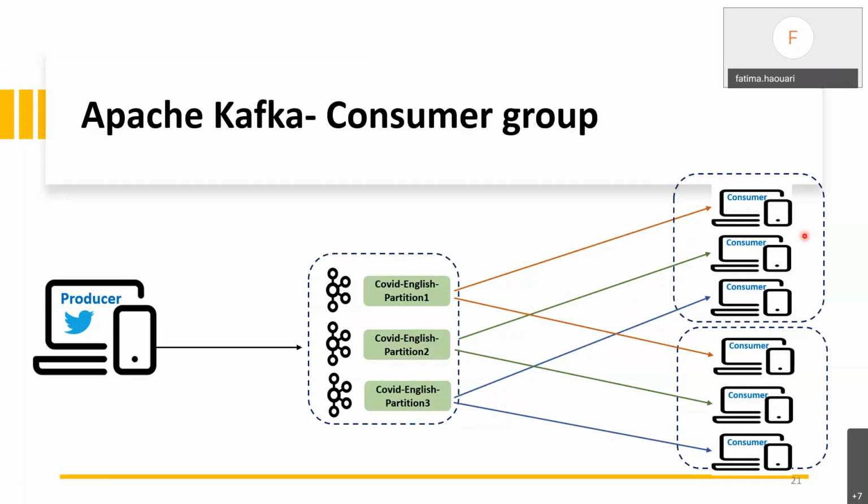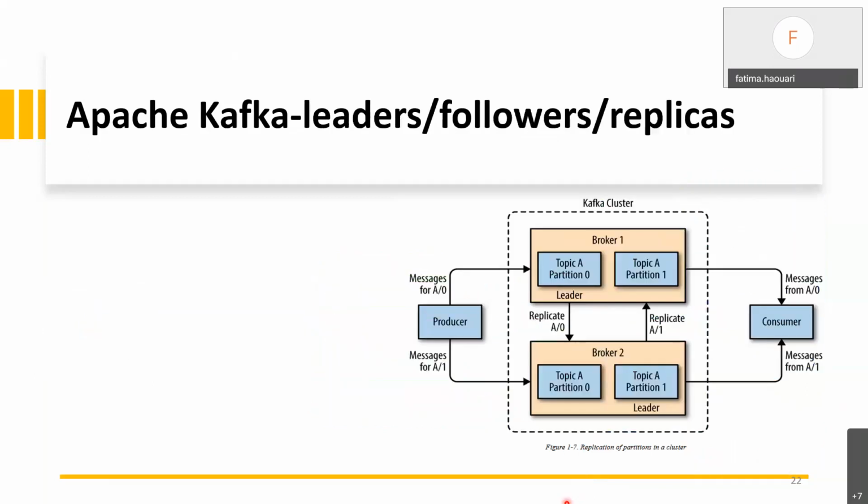That's why they cannot listen to the same partition at the same time, because they may read the same message twice, since they are doing the same task. But if we have another consumer group doing another task, they can share the same partition. This is what I understood.